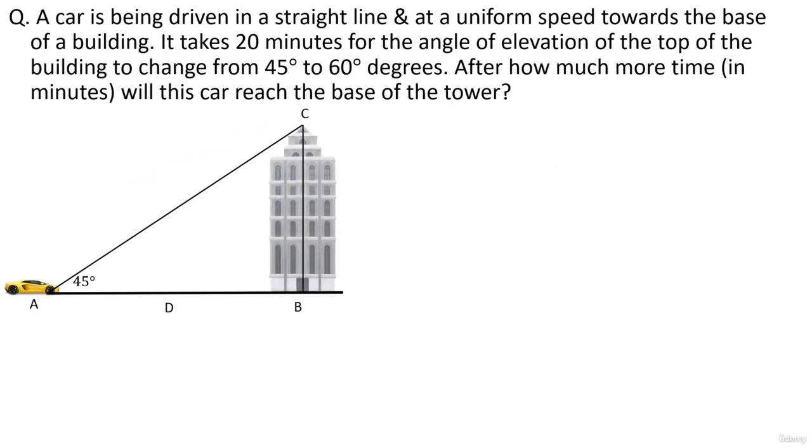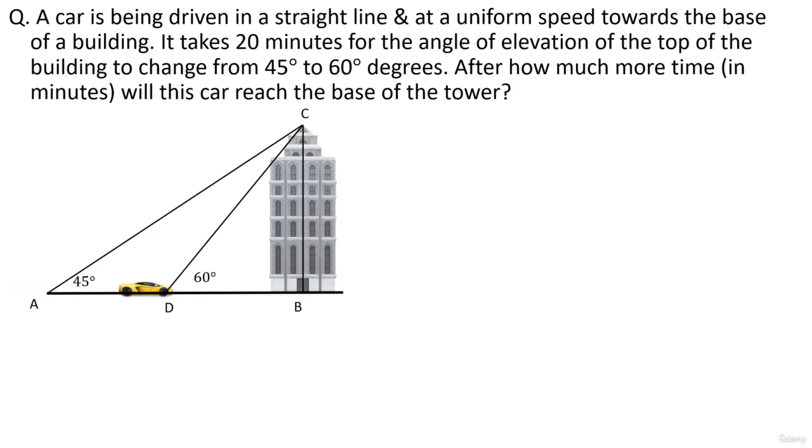So this is your tower, that is BC. You can see here, BC is the tower they're talking about. Now suppose the car initially is at point A, and now the car starts moving towards the point D, and in this process the angle of elevation of the top changes from 45 to 60 degrees. Whatever they have mentioned in the question is being depicted here. The angle of elevation is 45 degrees, now 60 degrees. And it is given that it takes 20 minutes for the car to travel from A to D.